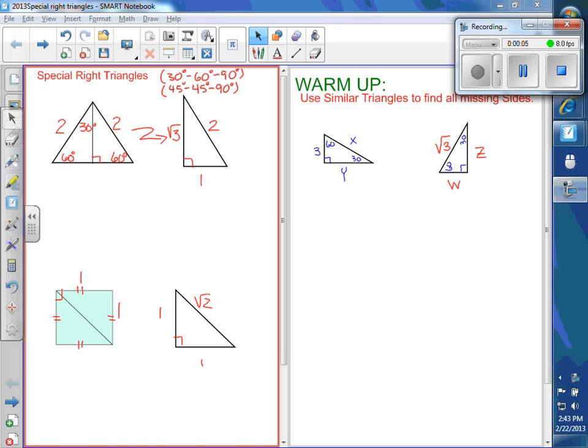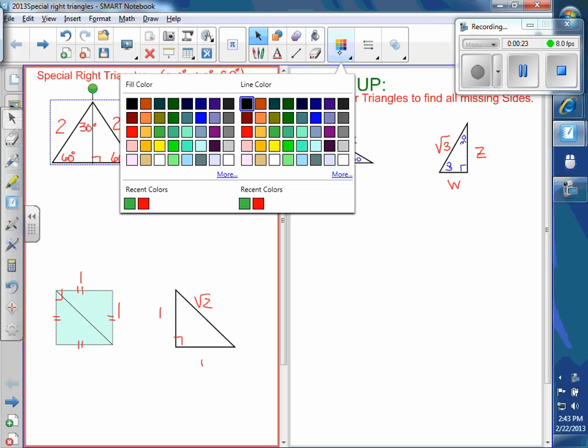Today the focus is special right triangles. There's two in section 9.3, and they come from the equilateral triangle and the square. So if I look at this triangle here, it's equilateral.